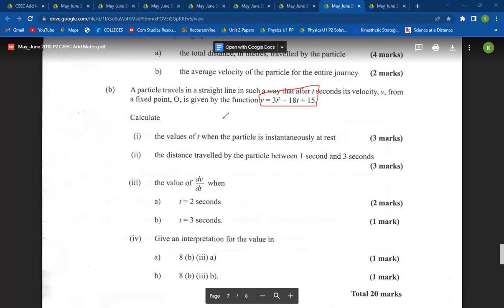Let's look at what they want us to find. The values of t when the particle is instantaneously at rest. When you see rest, if a particle, body, or object is at rest, we know velocity is equal to 0. And therefore I need to put this entire equation equal to 0. I'm just going to talk it out because time is up, so I can't do it right now. So that's what you're doing for this first part: put the equation equal to 0, find the values of t.